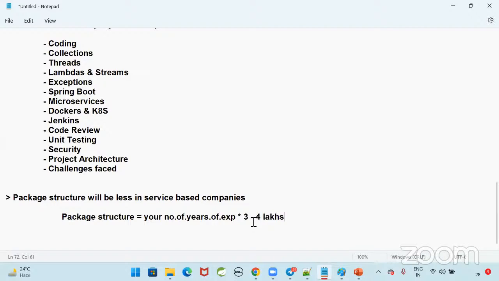For example, if you have 3 years and you are attending an interview at TCS, can you ask 20 lakhs for 3 years experience? No. For 3 years experience, how much will TCS provide? 9 to 12 lakhs. Infosys, TCS, Tech Mahindra, Deloitte, Wipro, HCL, Capgemini, Cognizant, Value Labs: these are all service-based companies. You can expect years of experience multiplied by 3 to 4 lakhs in service-based companies.